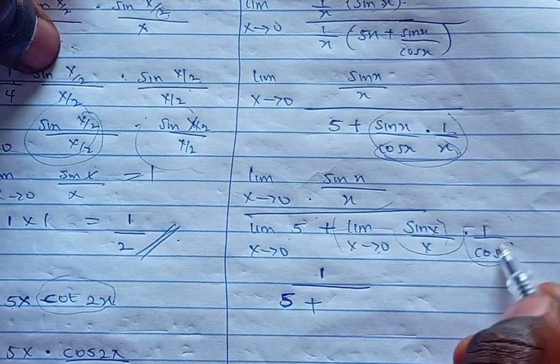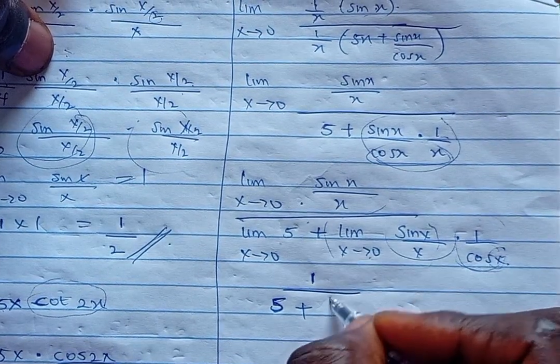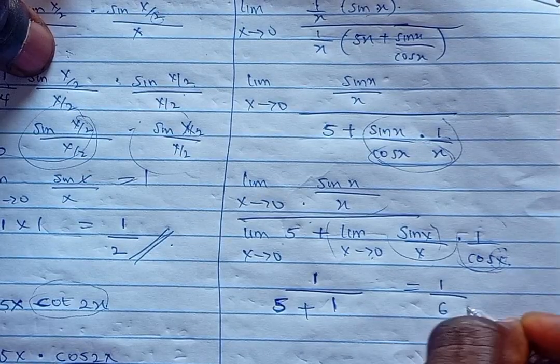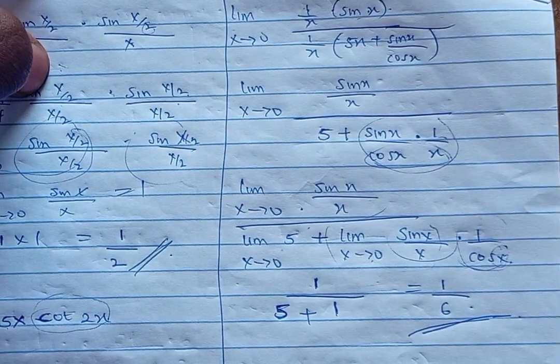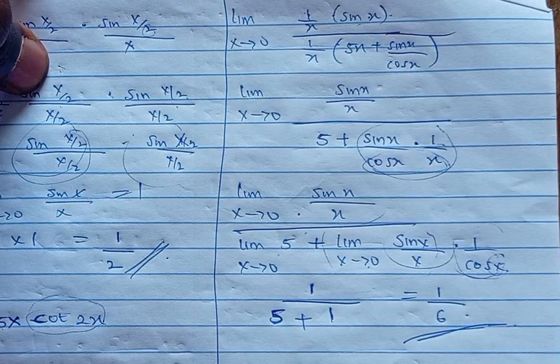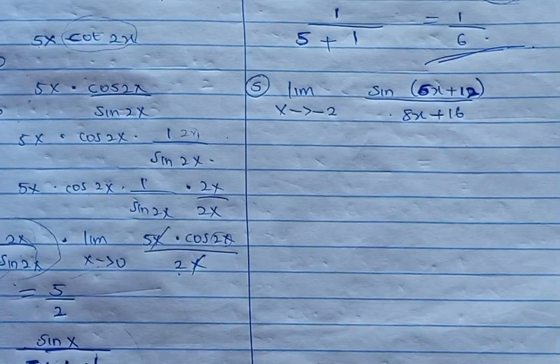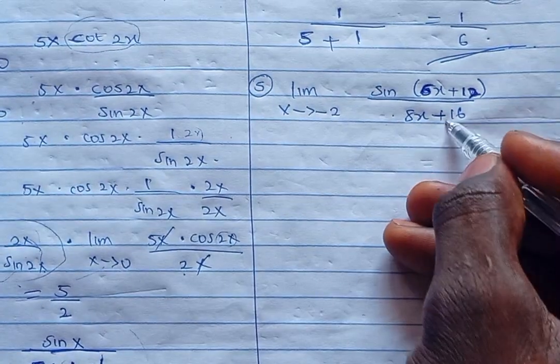because if you substitute x equal to 0 here, we have 1 over 1, so which is what? 1 over what? 6. So that's your answer for this one too. Let's move on without wasting much of our time. Okay, now we have this type of limit too.